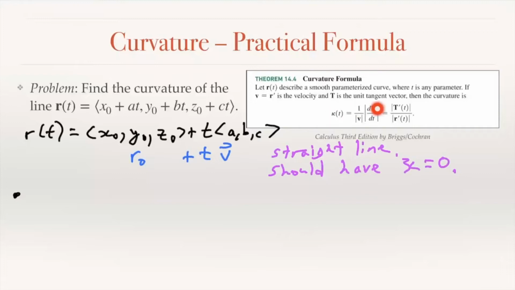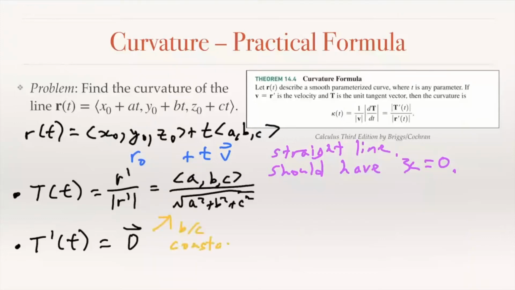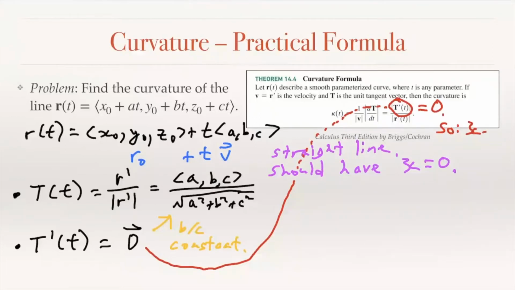Let's show this. And to show this, we won't need to go through everything. Let's find T first. The unit tangent vector at a given point, that's r prime over the magnitude of r prime, is (a, b, c) over the square root of a squared plus b squared plus c squared. And then T prime of t is 0 because the unit tangent vector is constant. We're taking the derivative of a constant in all components. And that means that this is equal to 0. So the numerator is 0. So therefore, the curvature is just always 0.